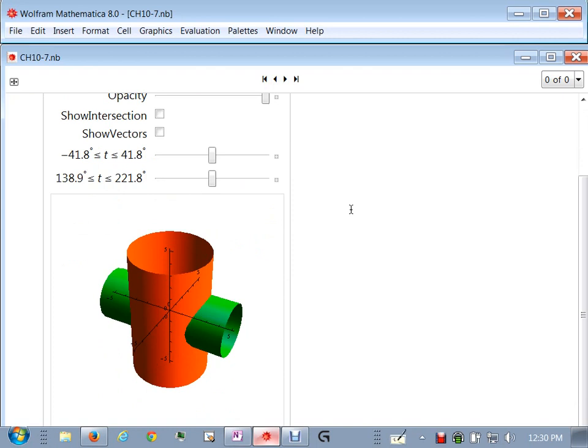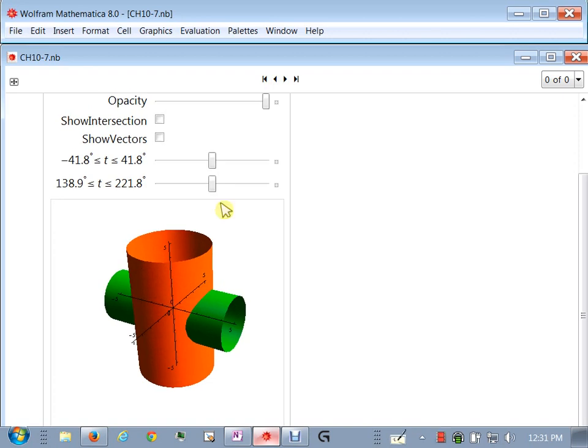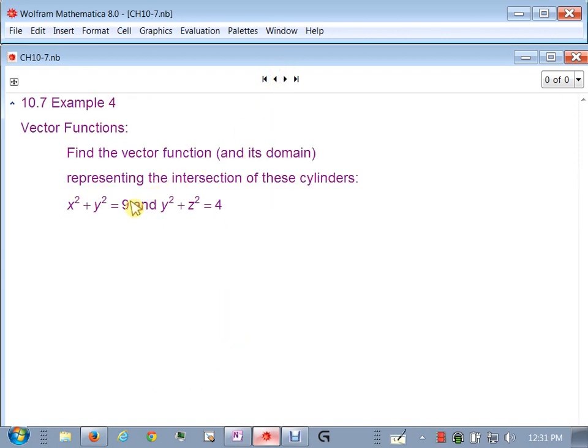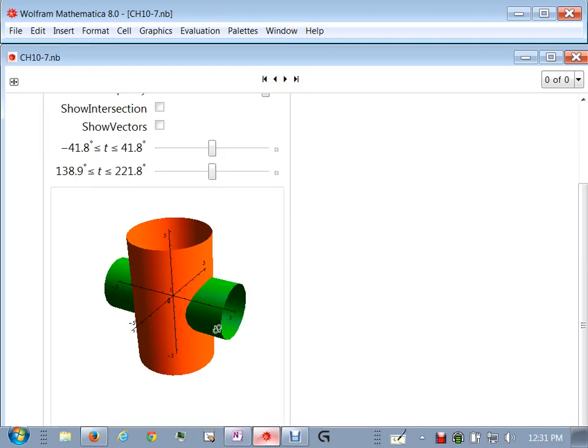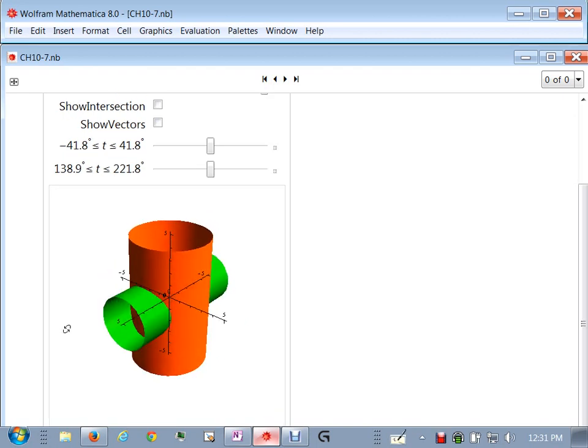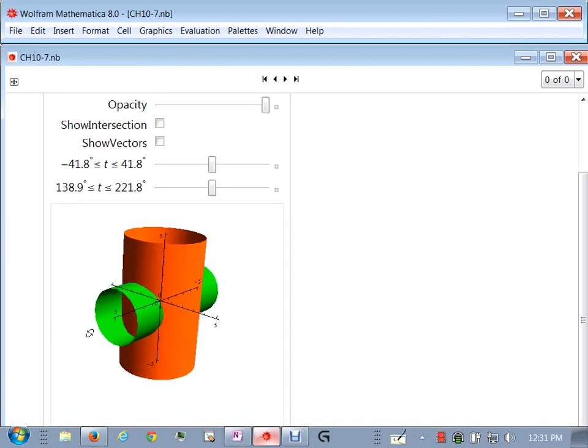That's good. We have 2 cylinders. Here we go, 2 cylinders. One of them has a radius 3, the other one has a radius 2. Agreed? This first cylinder opens up parallel to the z-axis because z is missing. This one opens up parallel to the x-axis because the x is missing. So here's my picture. Now my x-axis comes out this way, so I'll just spin it around. Smaller one down the x-axis, the bigger one down the z-axis.